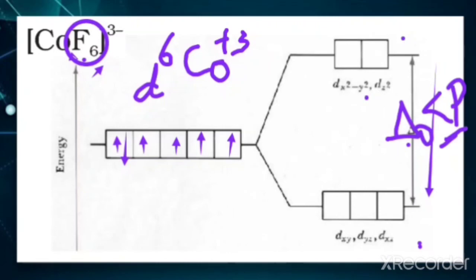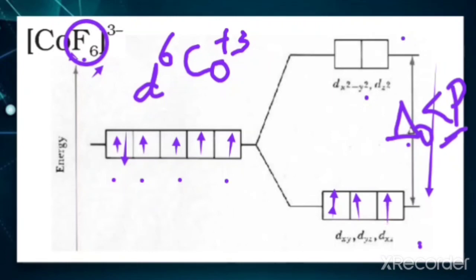So now we'll be doing the filling of these orbitals, that is the t2g set and eg set. Here we have 6 electrons to fill. We'll start from the lowest energy orbital, since it is an energy level diagram, so we start from the lower energy as the Aufbau principle says. The first electron goes here, the second electron, the third electron.